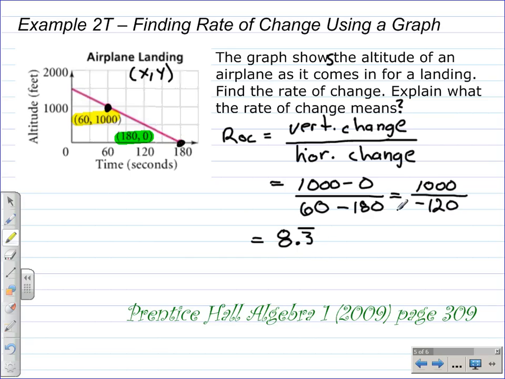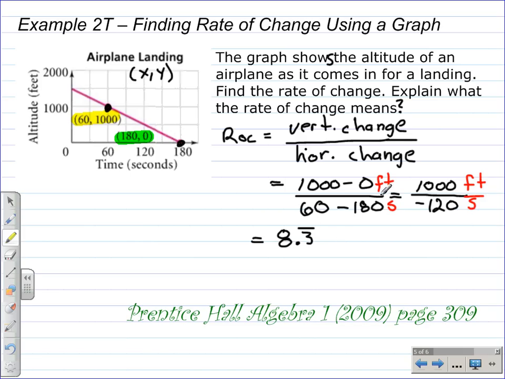Now, what does that mean when it says explain? What that means is we need to really figure out what the units are. The vertical change is the altitude measured in feet. So in the numerator here, we'd have feet. And in the denominator, that's the horizontal change, or the left and right change, in this case time measured in seconds. So that would be feet per second.